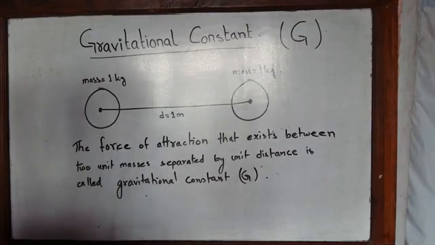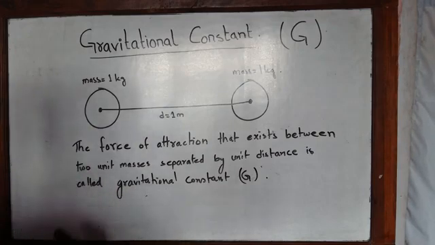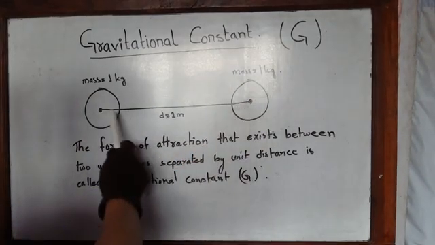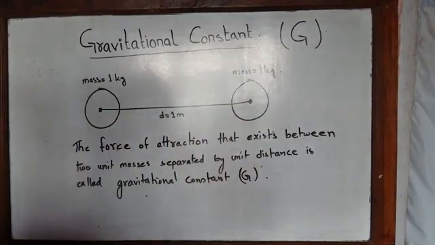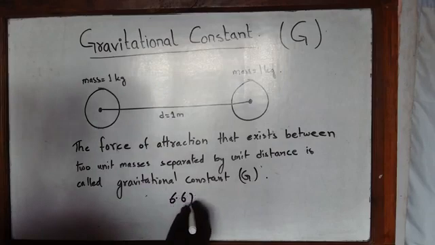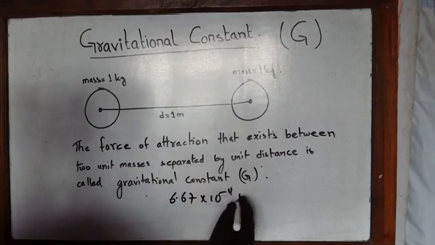Are we clear here? Okay, let's go one more time. When we place two objects, each of 1 kg, keeping the distance between them 1 meter, there will develop a force, and that force will be called the gravitational constant. And the value, as I told you earlier, is 6.67 times 10 to the power minus 11 Newton.